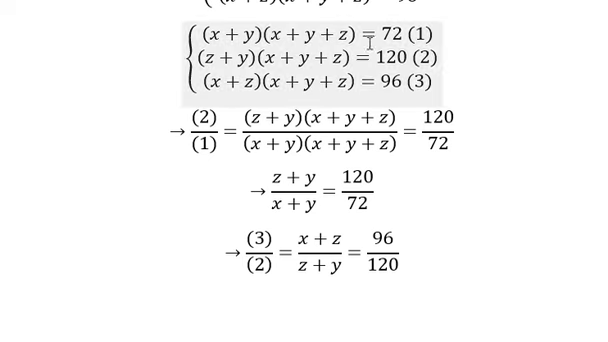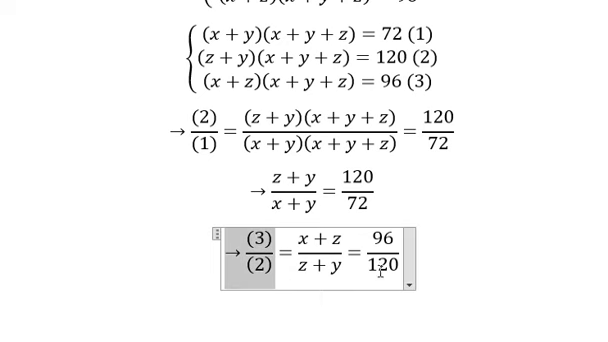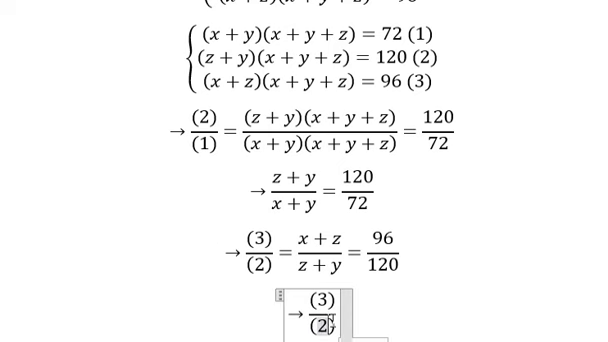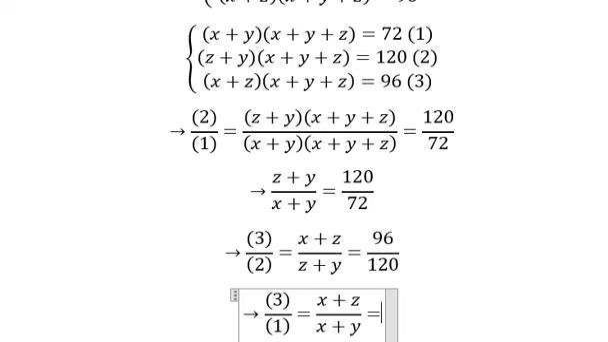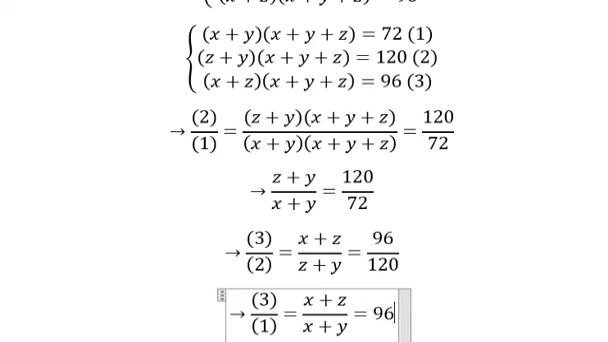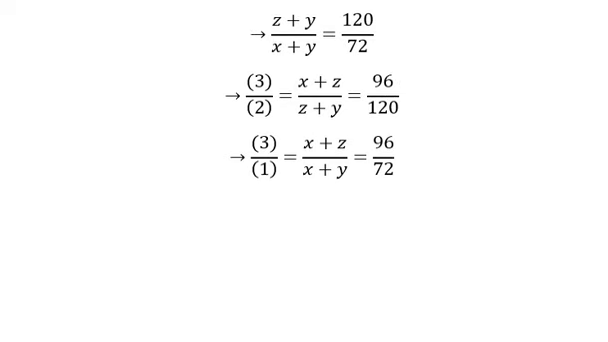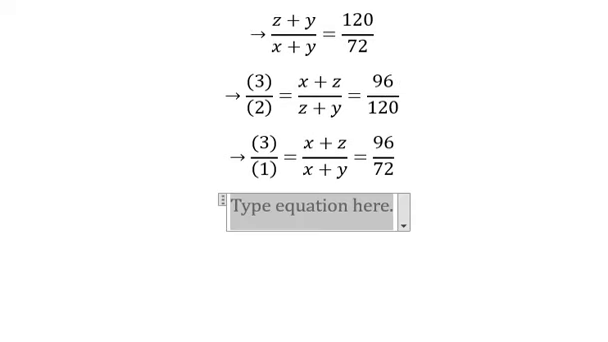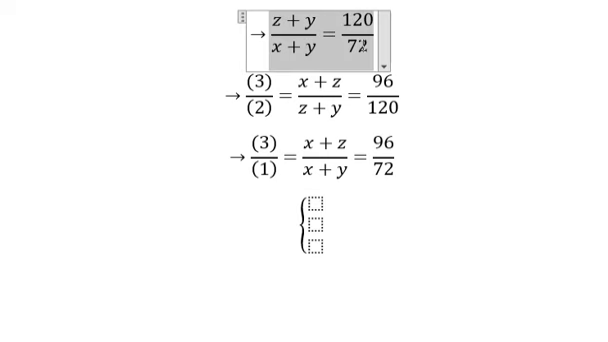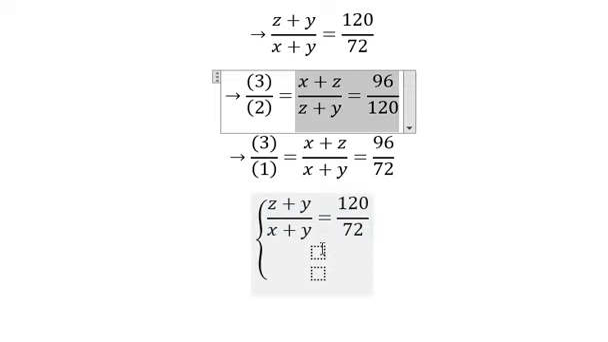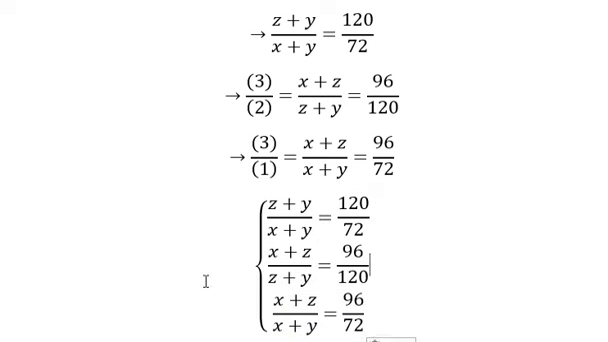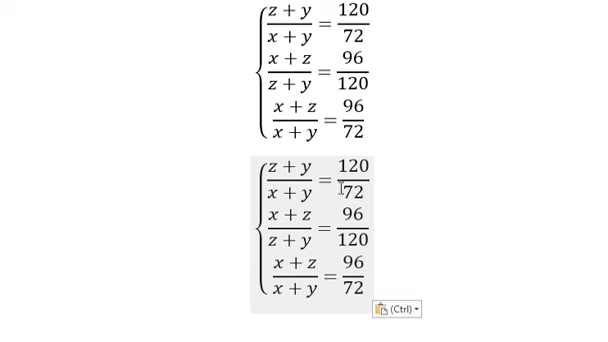And the last one, number 3 divided by number 1. So this one we have like this. So now we have created 3 equations. Now we put 72 to the left and x plus y to the right.